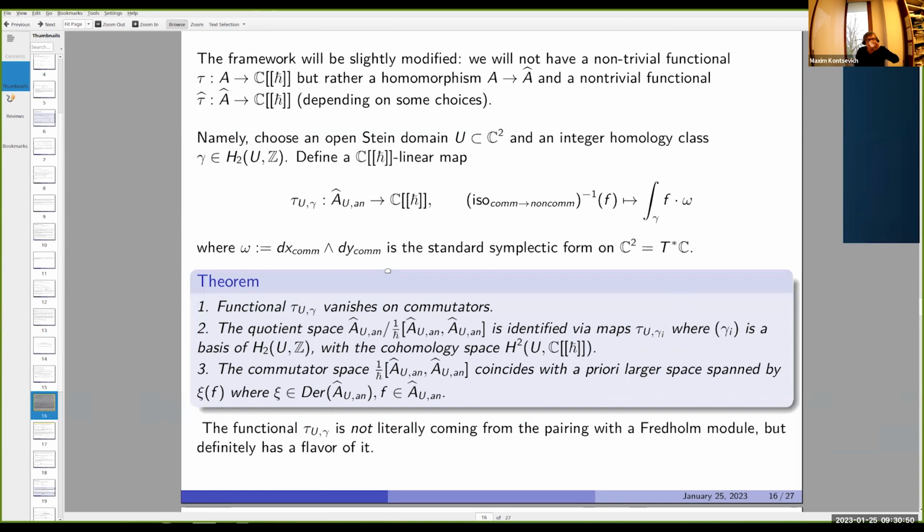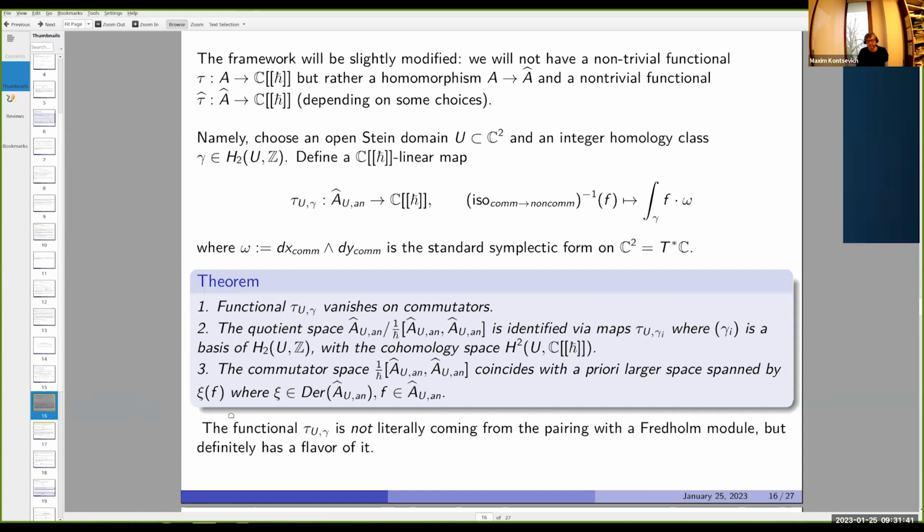So first, it vanishes on commutators. It follows from checking how the star product looks like and the identification with functions in many variables, and you see that you get exact forms on the right. The next result: if you quotient the algebra by commutators, but also divide commutators by H bar, because the commutators are divisible by H bar, so it will still be part of my algebra, then by integration with these traces, when gamma I runs over the basis of second homology, we identify the second homology of my domain with coefficients in series in H bar. It's again just a proof step by step.